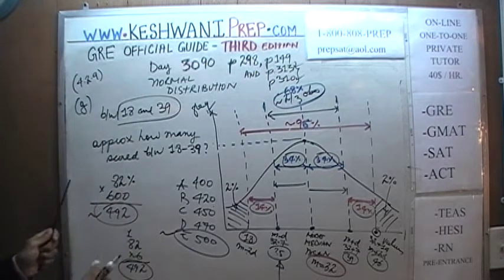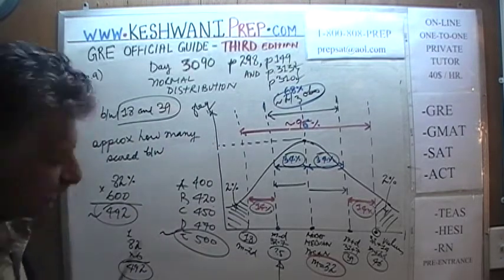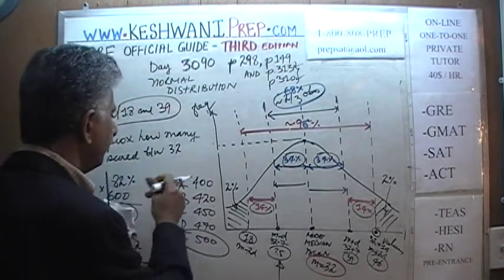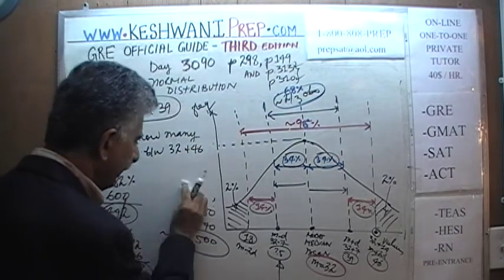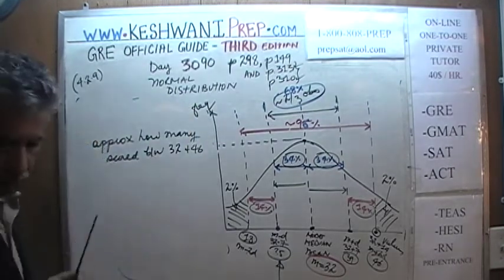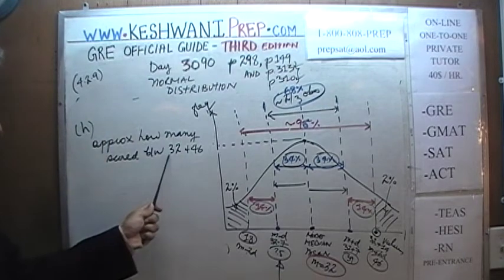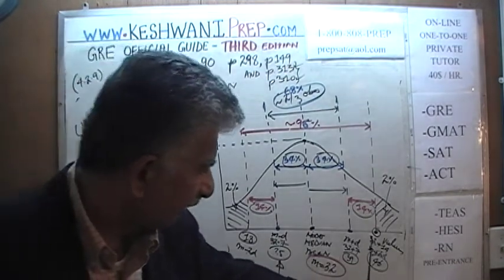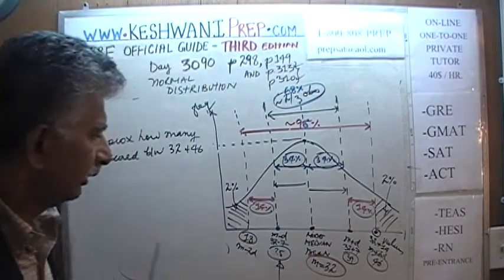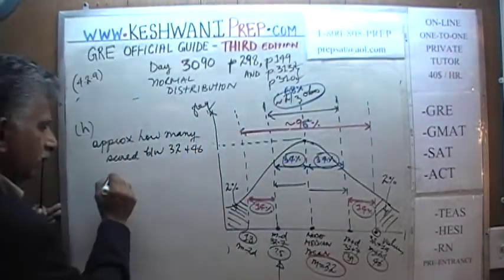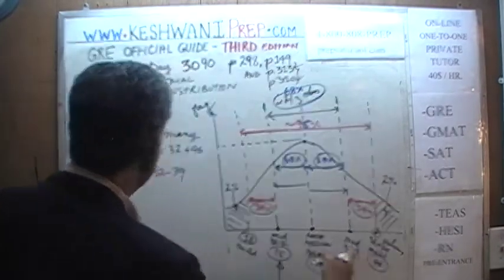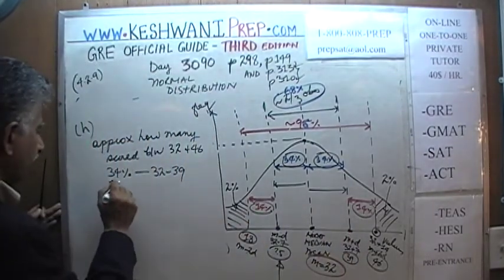Let's do one more. Approximately how many students will have scored between 32 and 46? These answer choices no longer apply. 32 is right here and 46 is right here. Do you see that? 32 to 46. We have to add up this 34% and this 14%. 34% will score between 32 and 39. And then from 39 to 46 is 14%.